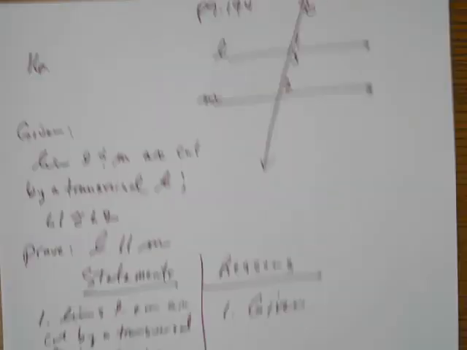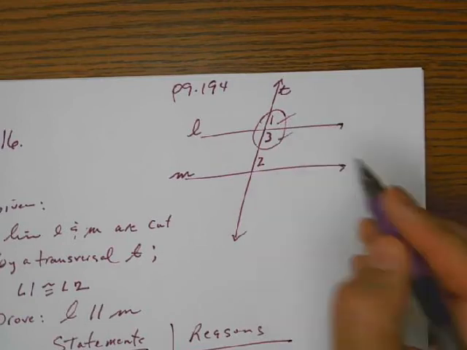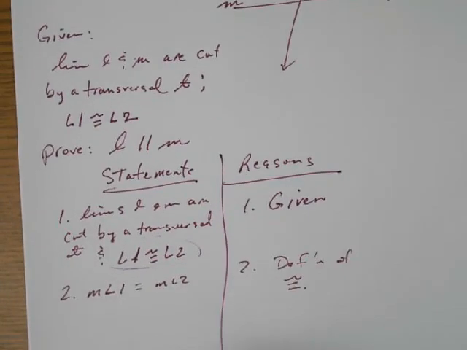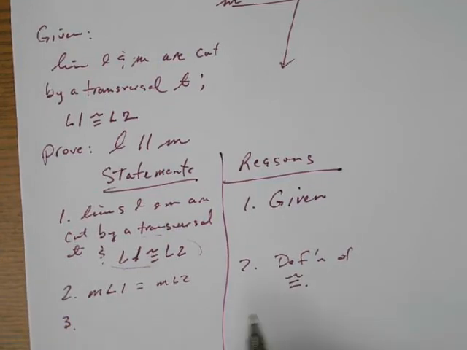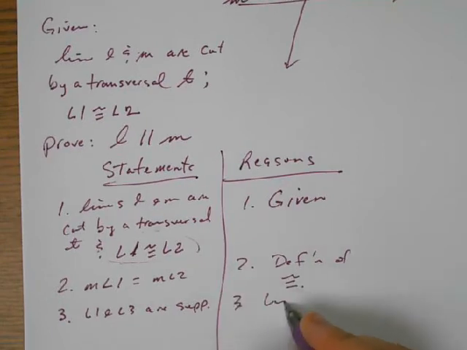Now, when we look at this picture, what do we know about 1 and 3? Well, they are a linear pair. That means they're supplementary. Okay, and so we're going to say that angle 1 and angle 3 are supplementary. I'm going to abbreviate, but they're supplementary. And step 3, we already said that's a linear pair. They're linear pairs.